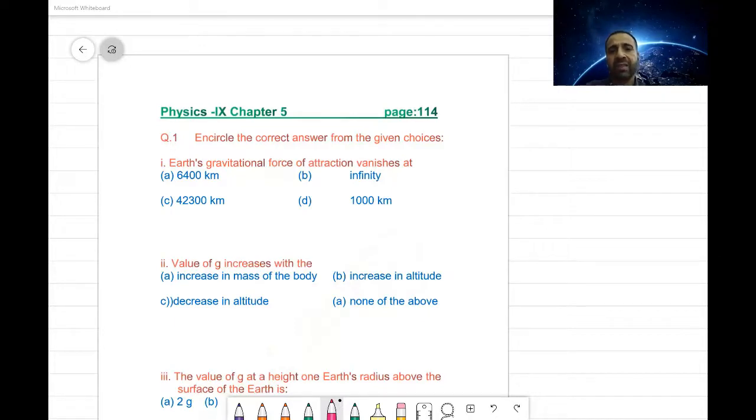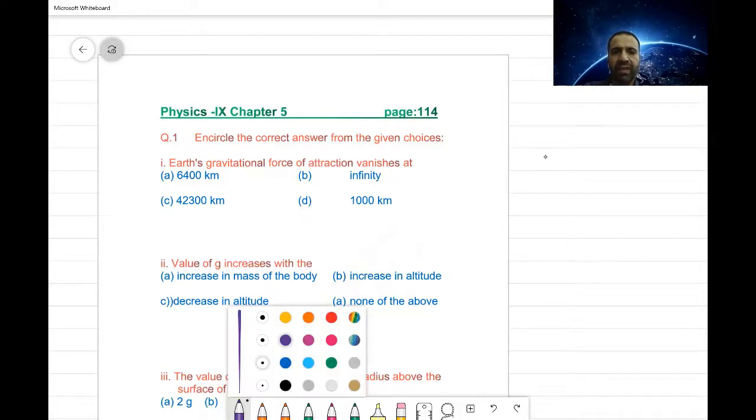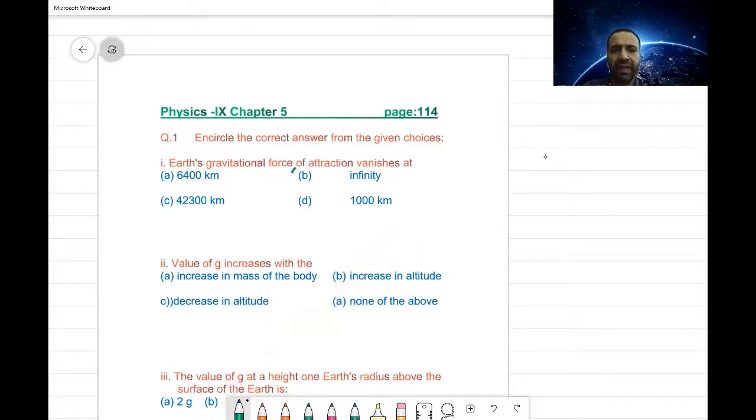What does this mean? That the force never vanishes, right? Why? As long as you have distance, no matter how small or large, and as long as you have masses, you have the gravitation between them. So if you just look at this, you can now choose your answer. So what is the right answer? You just choose. Hope you will choose the option B, infinity, because it does not become 0.